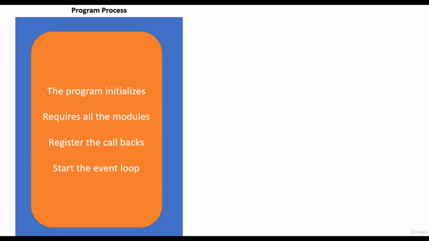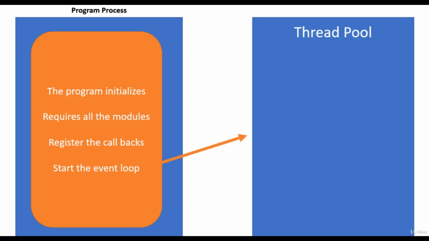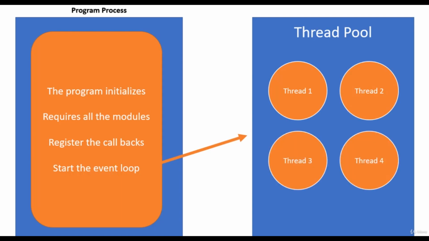So here something comes in that is called the thread pool. The thread pool is a separate pool of threads that basically contains 4 threads. Now whenever a heavy task comes in, the event loop puts those tasks in that thread pool so that it does not block the execution or block the code of the application. So we have a thread pool that contains about 4 threads in it.